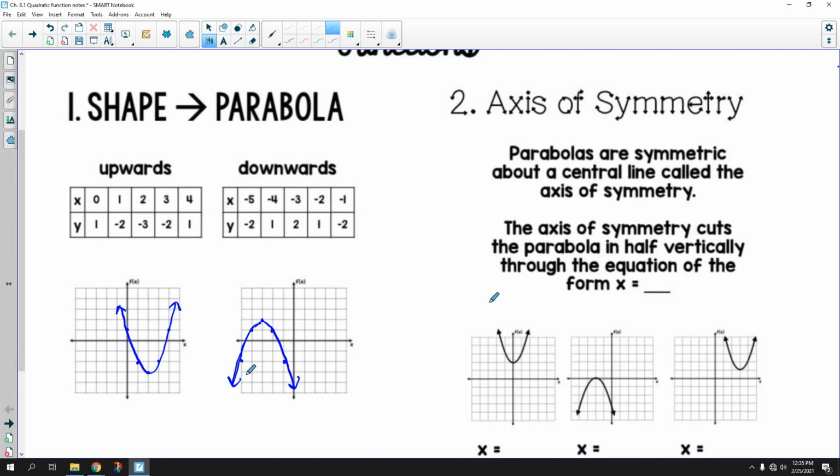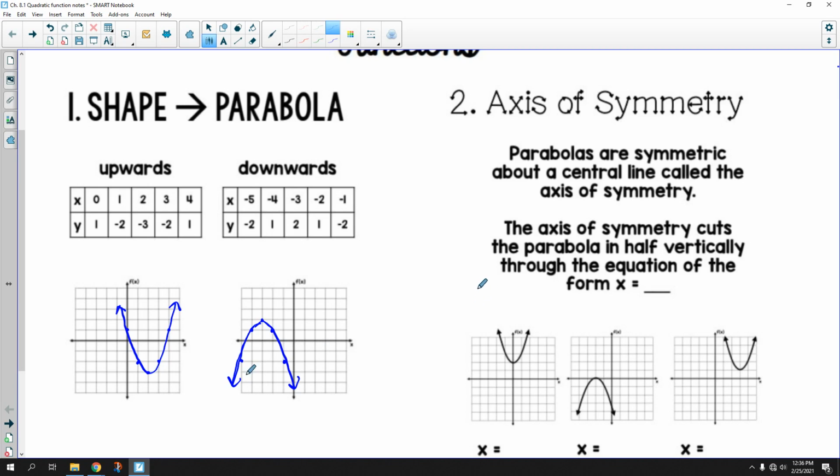So we have a parabola that's facing upwards and a parabola that's facing downwards. Okay, are there any questions on plotting the points and drawing the parabolas? Yes, you can open it on your iPad instead. That's fine.